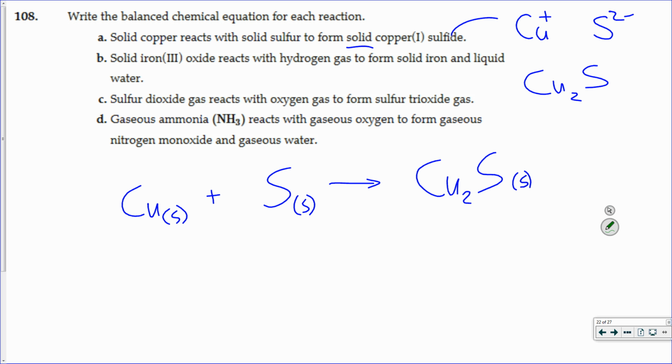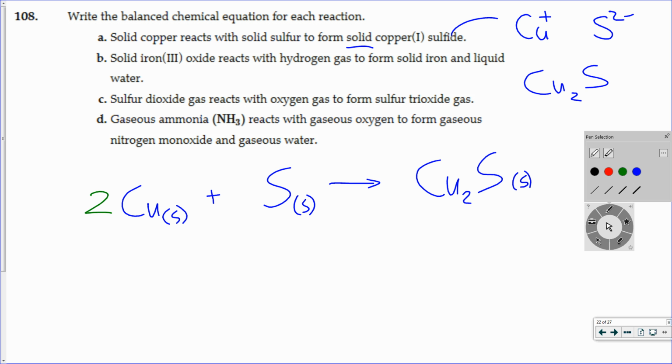Okay, so this one may not be too bad to balance. I look at the elements that are there. I've got 2 coppers on the right. Put 2 coppers on the left. I've got 1 sulfur on the left and 1 on the right. It's too easy to ever give you on a test. Y'all want more challenging things than that.